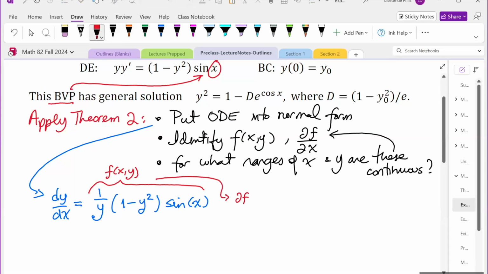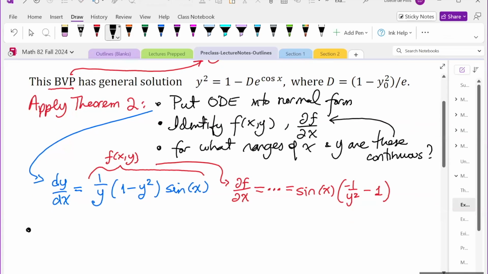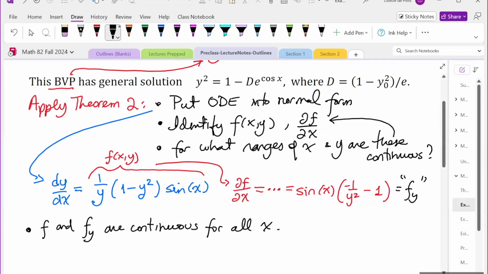So the partial of f with respect to x is then, and I won't go through the details because hopefully you can do it yourself, sine x, 1 over y squared minus 1. So where are these continuous? At least for x, they're continuous everywhere. So f and f sub y, which is the shorthand for partial f partial y, are continuous for all x.